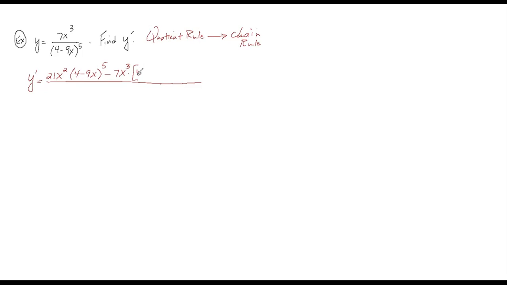5, 4 minus 9x to the 5th minus 1 times 4x minus 9 differentiated. Very good. Over 4 minus 9x to the 5th squared.